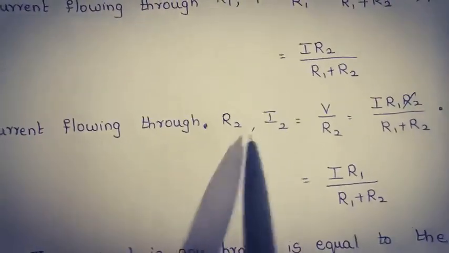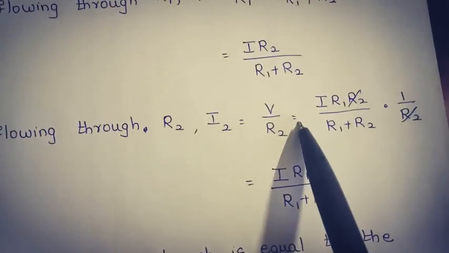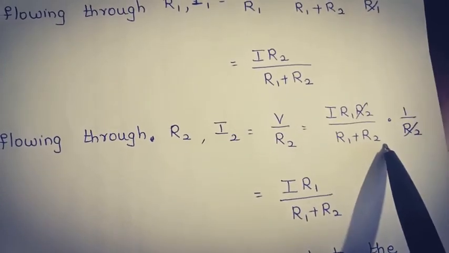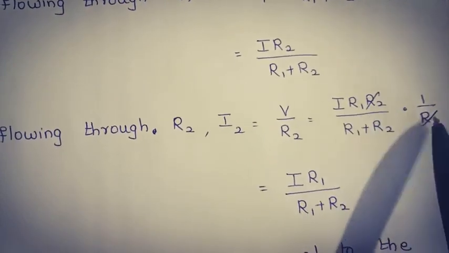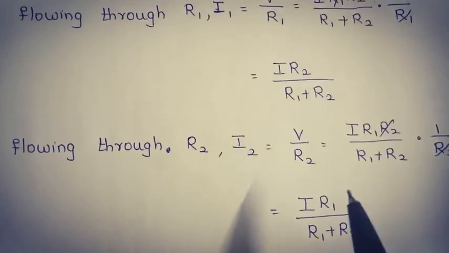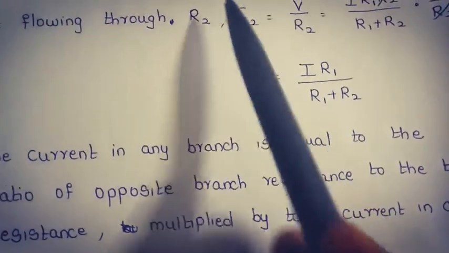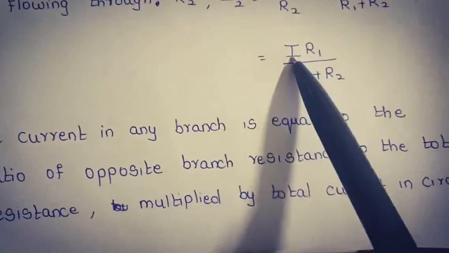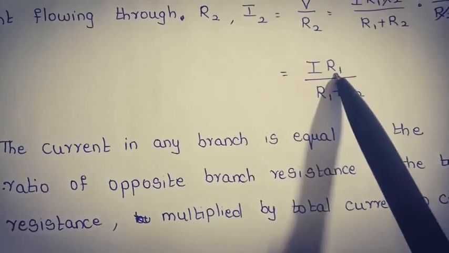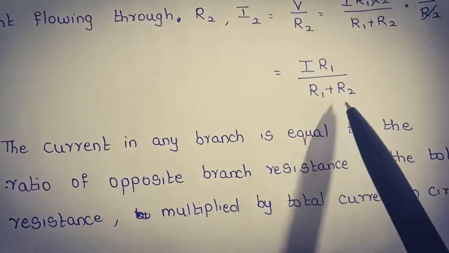The current flowing through the R2 resistor is I2, which is equal to V by R2, that is equal to I into R1 R2 by R1 plus R2, into 1 by R2. R2 R2 will get cancelled, that is equal to I into R1 by R1 plus R2. Therefore, from these equations we can conclude that the current flowing through any branch is equal to the total current I multiplied with the opposite resistance, that is R1, divided by the sum of the resistances, that is R1 plus R2.